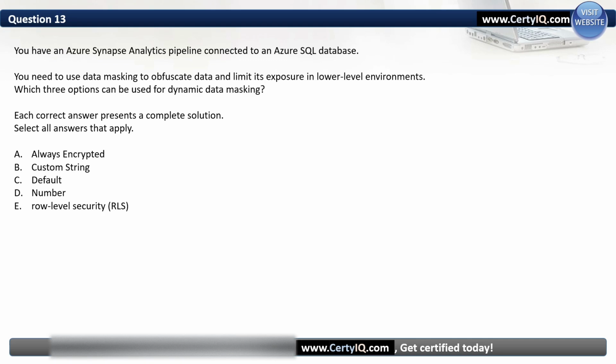Question 13. You have an Azure Synapse Analytics pipeline connected to an Azure SQL database. You need to use data masking to obfuscate data and limit its exposure in lower level environments. Which 3 options can be used for dynamic data masking? Each correct answer presents a complete solution. Select all answers that apply. The correct options are B, C and D, that is custom string, default and number.